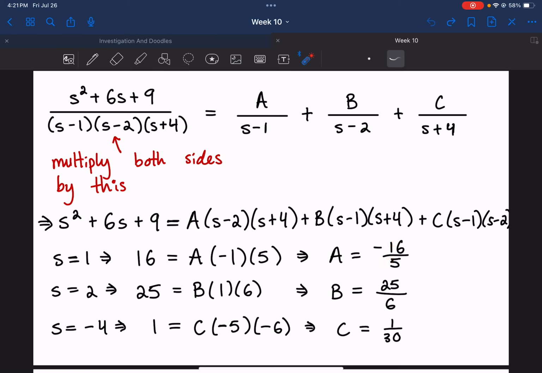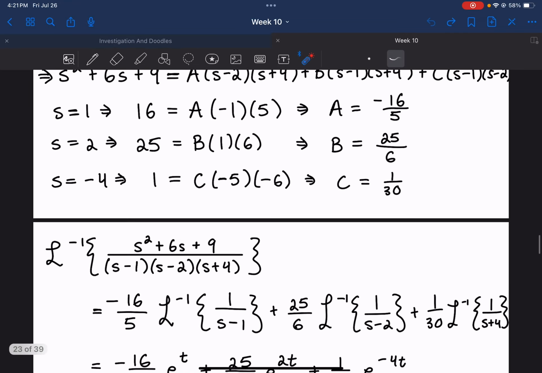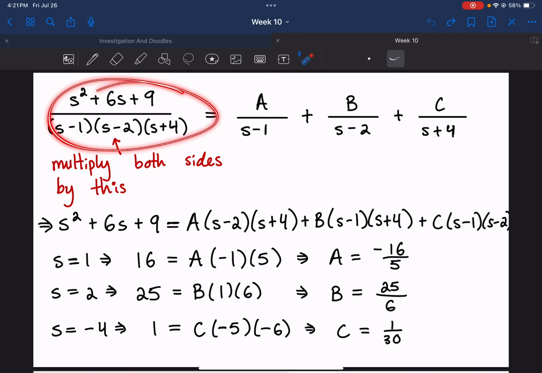And then you pick the other convenient numbers, which are s equals 2, right? And then s equals negative 4 is the third convenient number. And then once you have those, right, we have this decomposition now. We have a, b, and c. So we've decomposed this fraction into 3 separate fractions. And each of these can be Laplace transformed pretty easily.